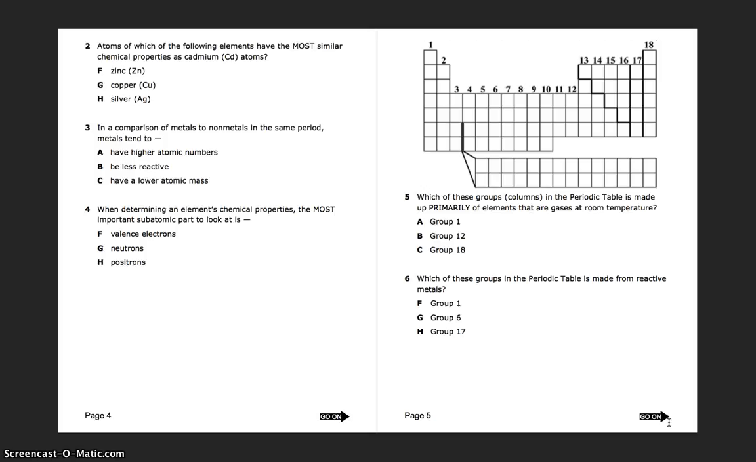Number 6. Which of these groups in the periodic table is made from reactive metals? F. Group 1, G. Group 6, H. Group 17.